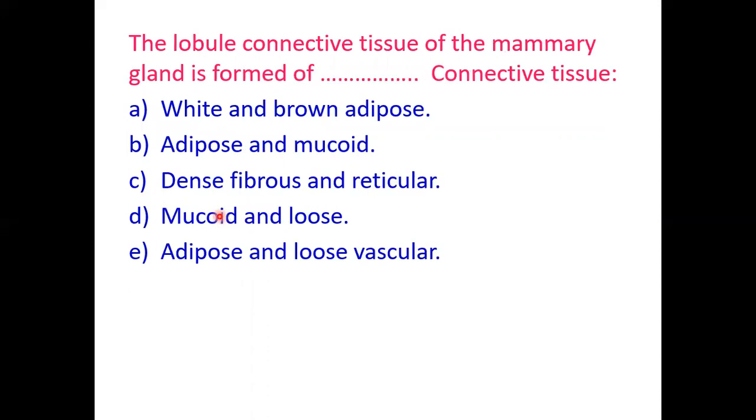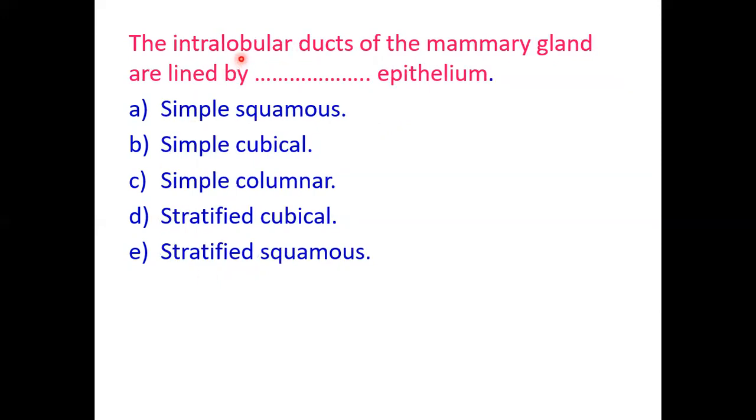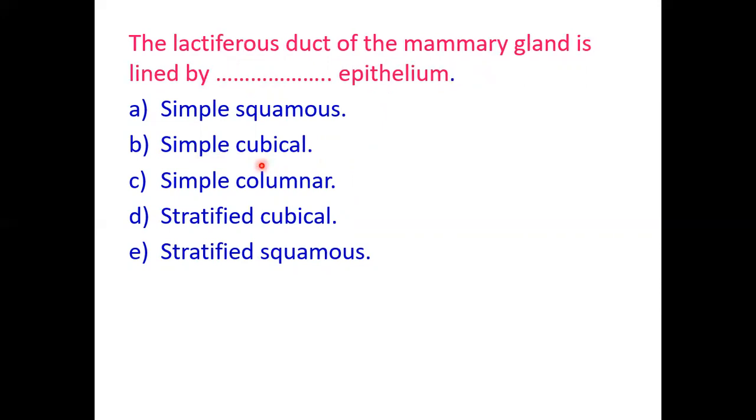The intralobular connective tissue of the mammary gland is formed of loose and adipose connective tissue, number E. Intralobular ducts of the mammary gland are lined by simple cubical epithelium, the answer is number B. Lactiferous duct is lined by also simple cubical epithelium, number B. Lactiferous sinus is lined by stratified cuboidal epithelium, answer number D.